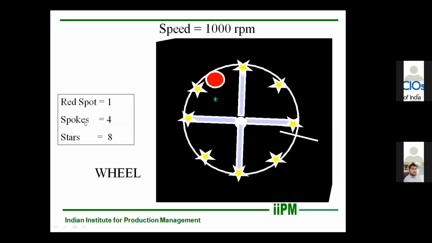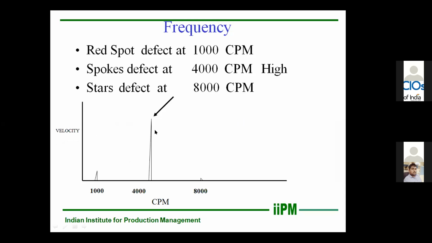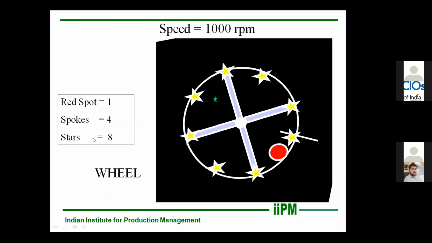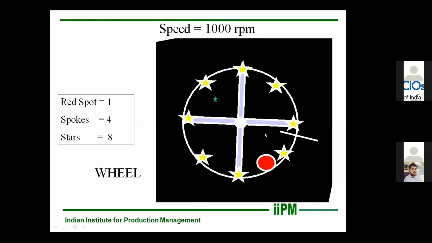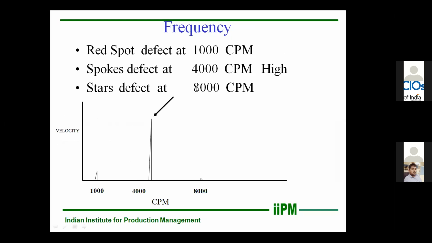Similarly, if you are having a problem in the spokes, you will get a peak at 4000 RPM because the number of spokes is 4. So 1000 into the number of spokes is equal to 4000 RPM. And similarly, if you are having a defect in the stars, then in one revolution it will hit this stick 8 times. So you will get it at 1000 into 8, 8000 CPM or cycles per minute. So depending upon the machine and its number of blades, number of vanes, you will get your peaks accordingly. So this is the greater benefit of frequency analysis.